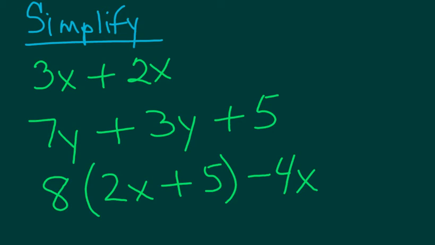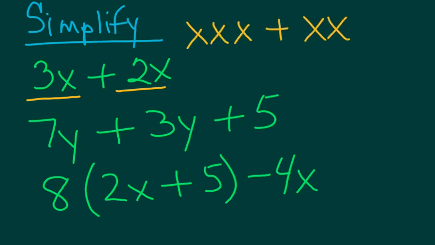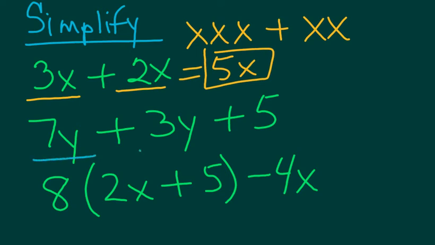So, in the first example, 3x and 2x are alike. So that's like having 3x's plus 2x's. So what do you have? You have 5x. Isn't 5x more simple than 3x plus 2x? That's what simplify means.